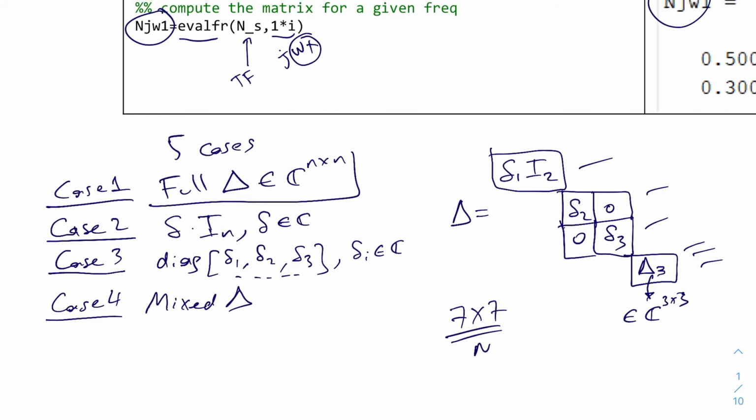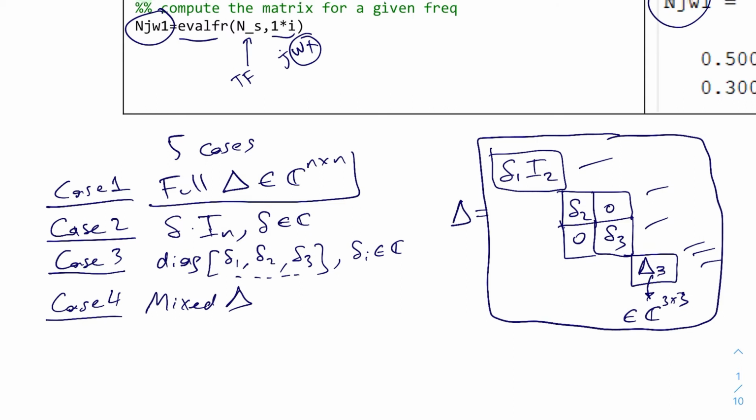Let's not worry about n of s right now. Our delta is again 7 by 7, and its structure is given by this. So compute the SSV for that uncertainty case.